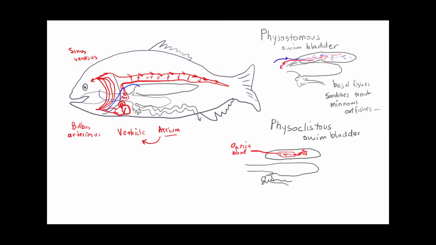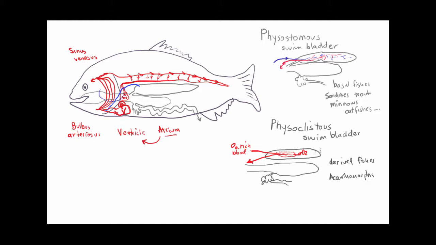It can put additional oxygen back into the blood, and that blood will return back to the heart fully oxygenated, but it's also the mechanism by which we decrease the total volume of gases in the swim bladder. What kind of fishes have physoclistus swim bladders? Well, these tend to be the more derived fishes, including most of the acanthamorpha.